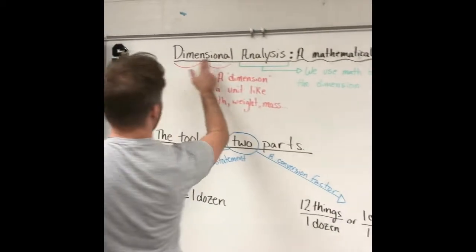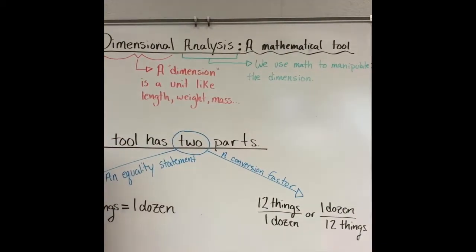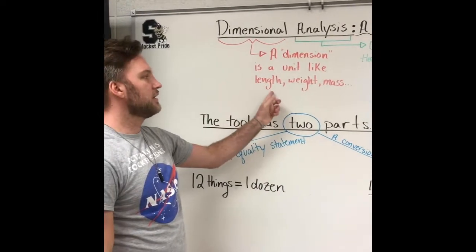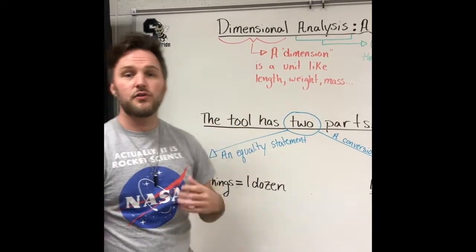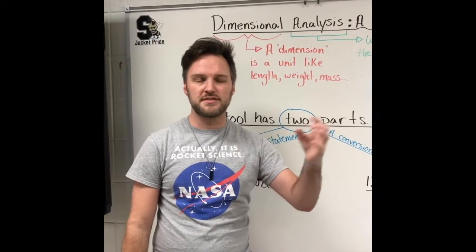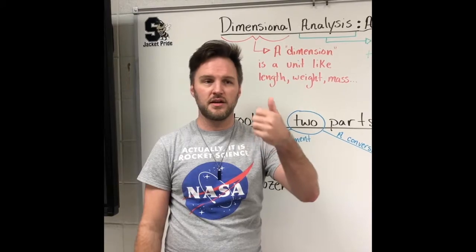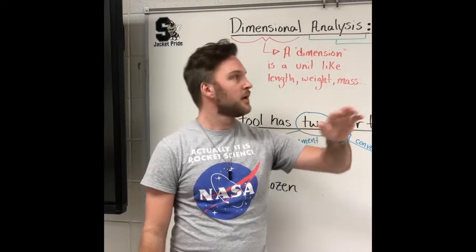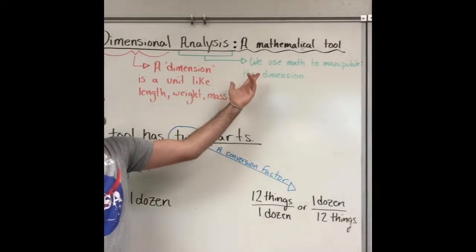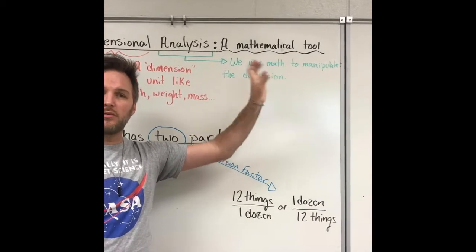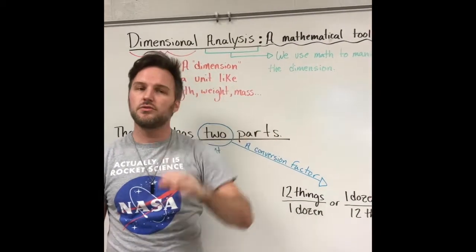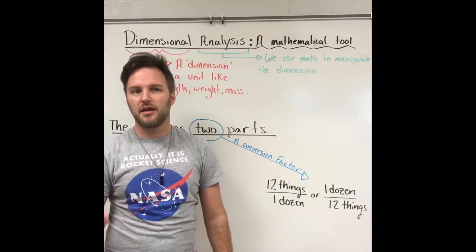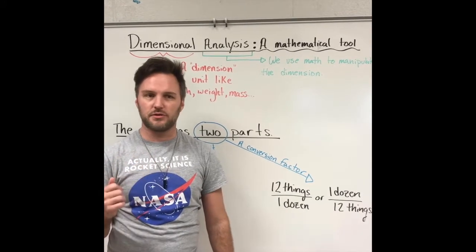So, dimensional analysis. It's a very simple mathematical tool. When we say a dimension in science, we mean a unit like length, weight, mass. You've heard of this term before when we talk about dimensions in space. We have 4 dimensions. We have length, width, height, and then the 4th dimension is time. When we say analysis, we're just using simple math to manipulate the unit from one we don't want to work with to one we do want to work with. And the math we'll be using at the end of the day is multiplication and division. It might look a little intimidating, but I promise you it'll be very simple.